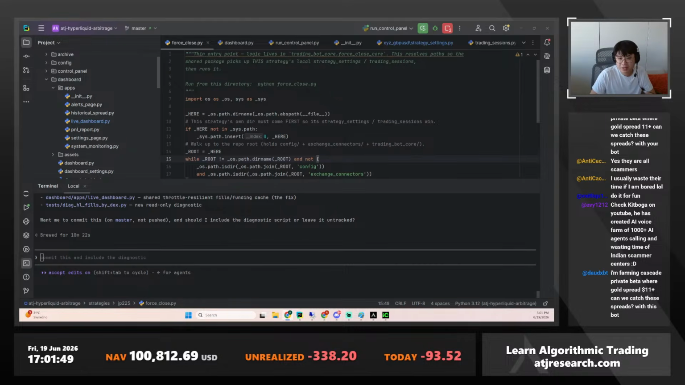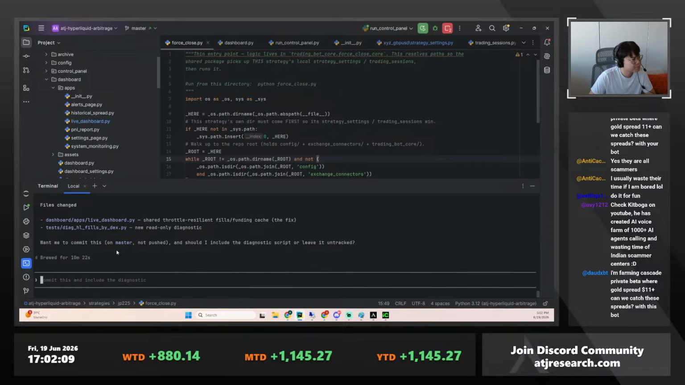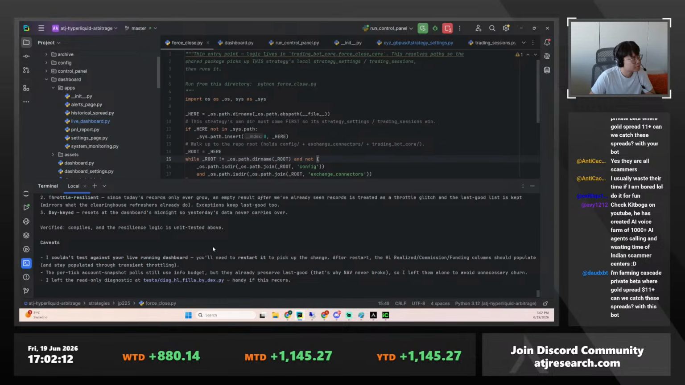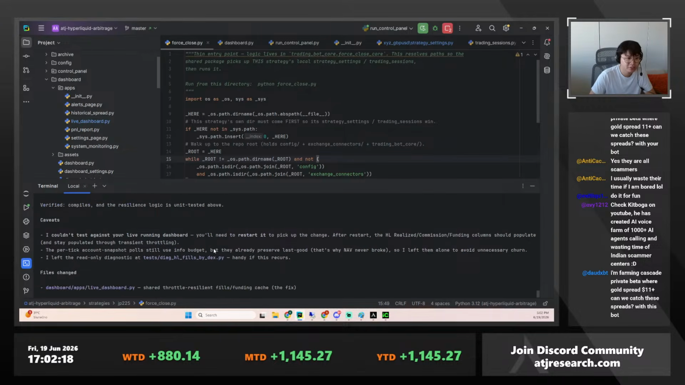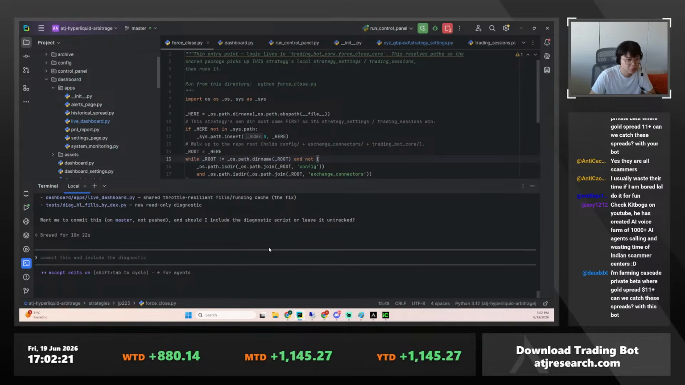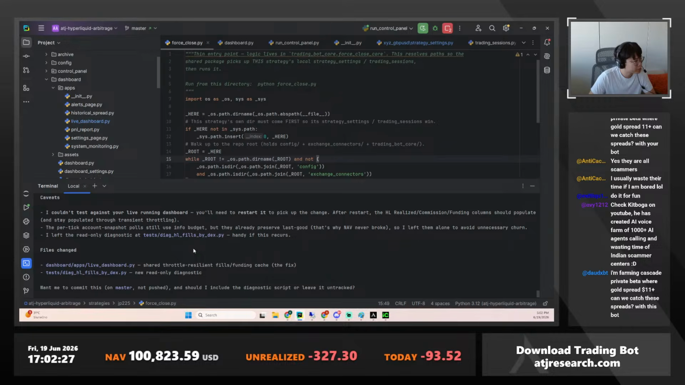So there's a guy: "I'm farming Cascade private beta where the gold spread is $11 plus. Can we catch these spreads with this bot?" Well, I don't know where exactly you're doing that, but I've also been arbitraging gold and I had spreads as high as 20 or 30. I caught such spreads in the past, and yeah, it's definitely possible. I just don't know on which exchange you trade, but this is what we're doing here on our live stream.